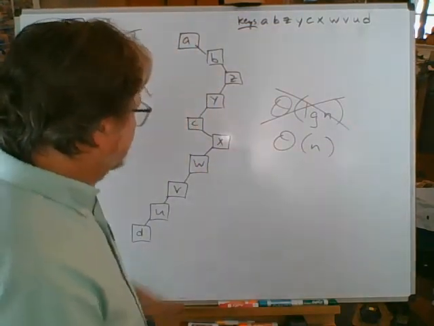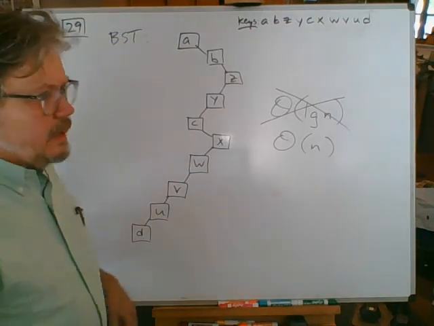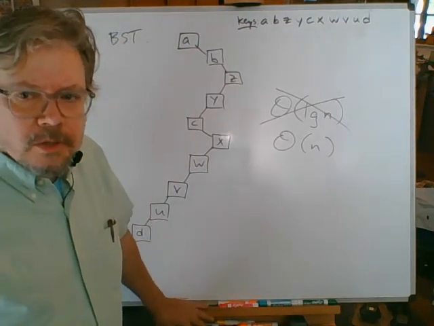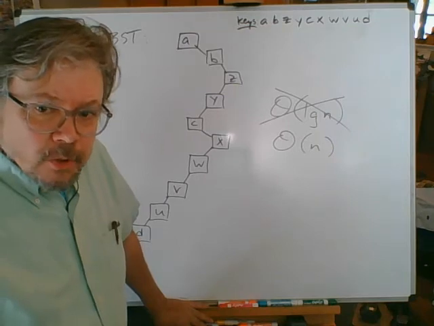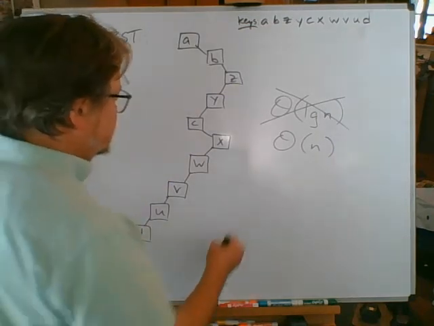Which means, if current trends continue, if we have twice as many nodes and they're all strung out like this, it's going to take us twice as long to do the searches. So that's a problem. That is a problem with BSTs.